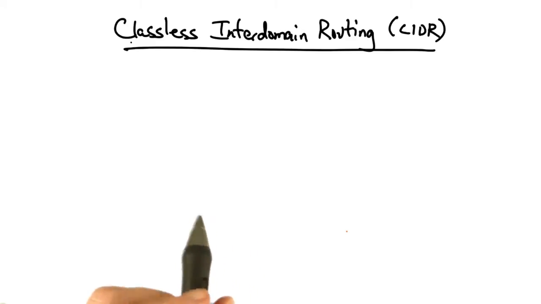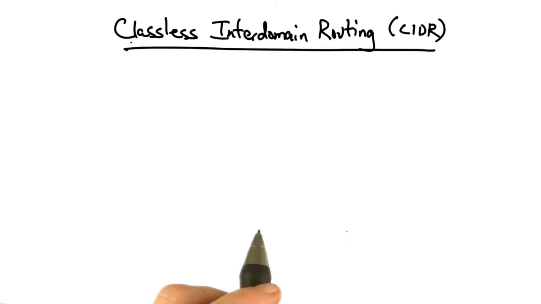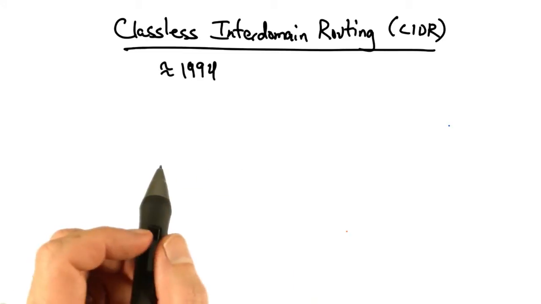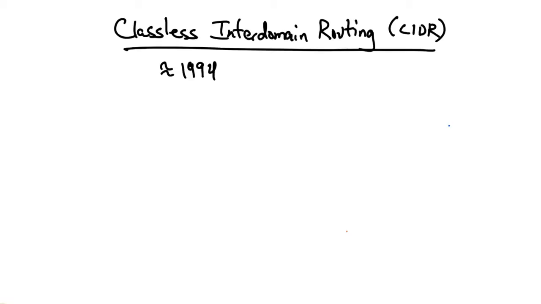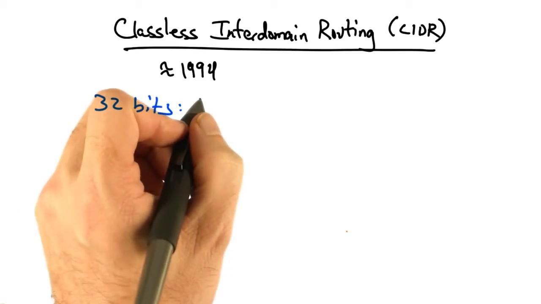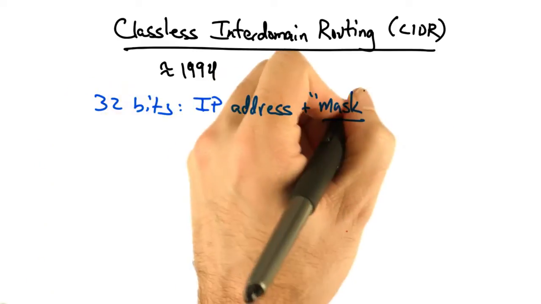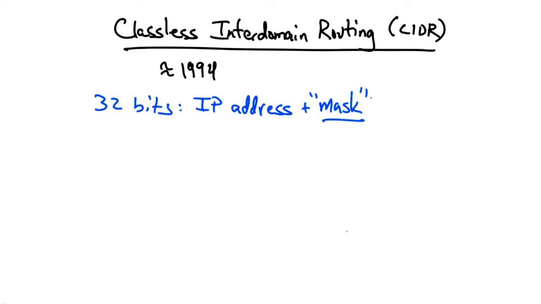The pressure on address space usage spurred the adoption of Classless Interdomain Routing, or CIDR, which was adopted in 1994. The idea is that instead of having fixed network ID and host ID portions of the 32 bits, we would simply have an IP address and what is known as a mask, where the mask is variable length and indicates the length of the network ID.